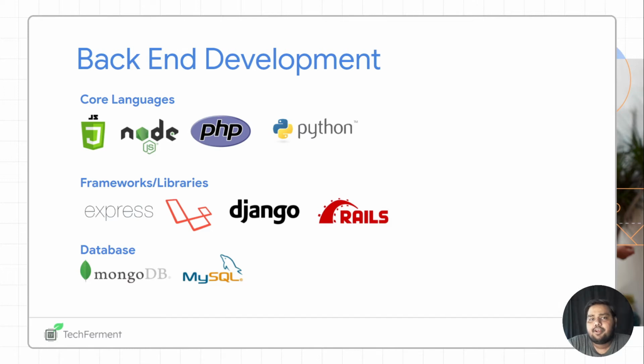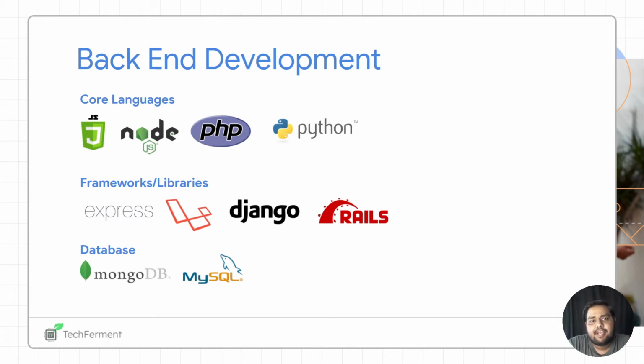So if you want to start your career in backend development, you have to know the basic core languages like JavaScript, Node.js. If you have experience with JavaScript, you can go for Node.js and JavaScript for writing your backend business logic. Or if you are working on PHP, you can also write your business logic with the help of PHP. Or if you're working on Python, you can write your business logic with the help of Python.